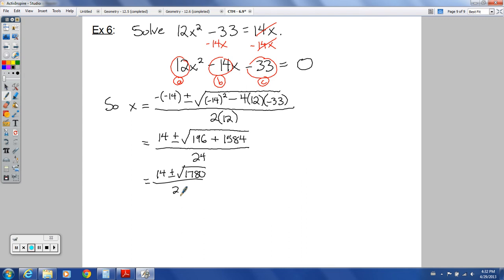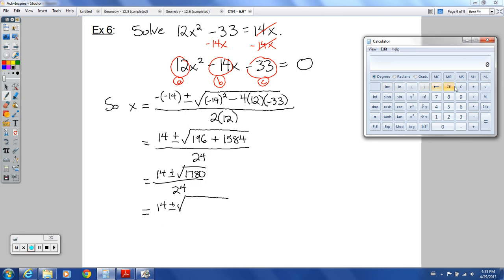Got that over 24. And then from here, I want to get exact form and approximate form. We need to get in the habit of doing that. So I'm going to try some different numbers and see what factors into 1780. See what goes into there evenly. So 1780, trying different perfect squares. 2 squared is 4. So I'm going to try dividing this by 4. And I get 445. So I know that is one possibility, 445.